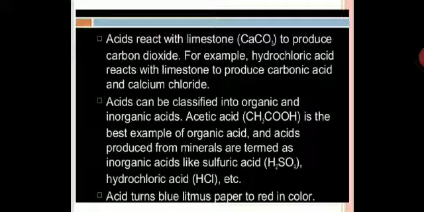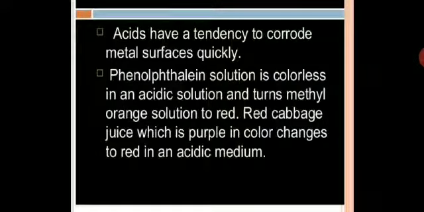Acid turns blue litmus paper to red in color, which we will see in the lab. So acid will always turn blue litmus paper to red in color. Now acid has a tendency to corrode metal surfaces quickly. Therefore, it is corrosive in nature. Strong acids are highly corrosive. When it comes in contact with our skin, it will burn severely, especially those concentrated strong acids.